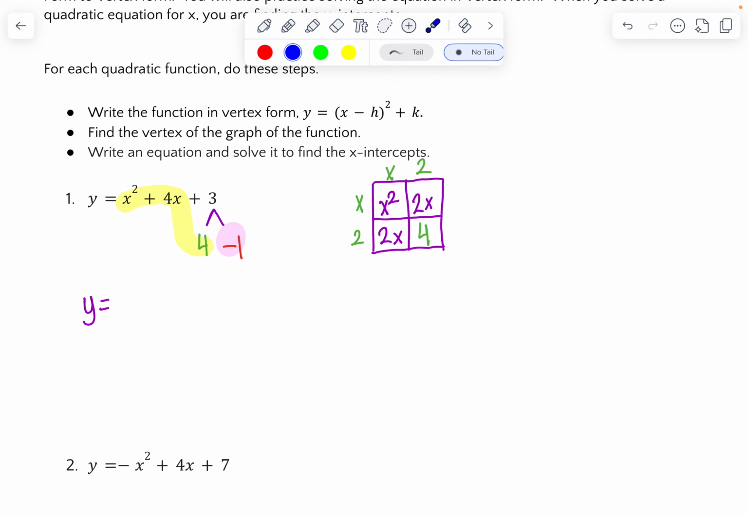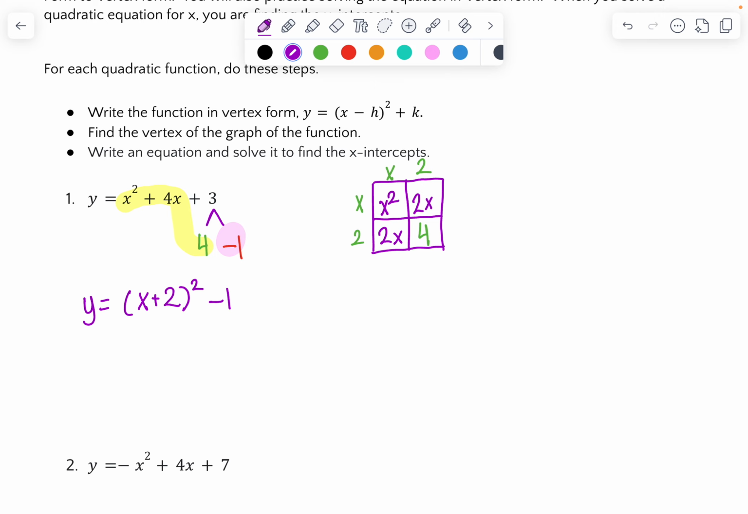And instead of thinking of the area as adding up all of our boxes like we have written, we could think of our area as length times width. So x plus 2 times x plus 2. And if we're multiplying by the same thing twice, we can rewrite that as squared. And that -1 will come down as our extra piece. So that's our equation right here in vertex form.